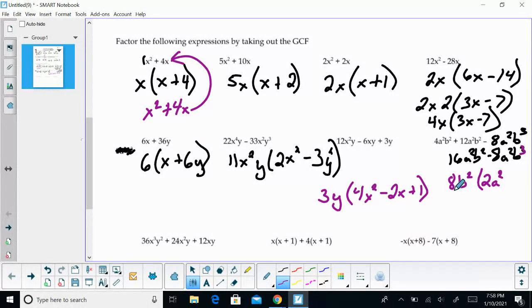And then I've got 8 times what gets me 8? 1. Put my a squared back in there. And my b. Oh, look what I did. I didn't factor out an a squared, so let's go ahead and add that. I'm left with 2 minus b.